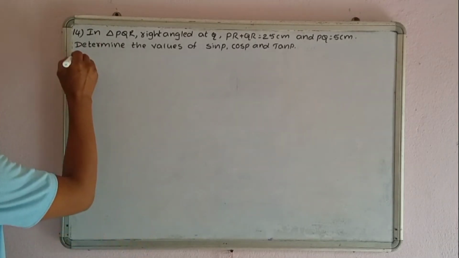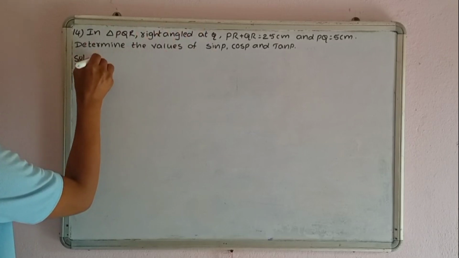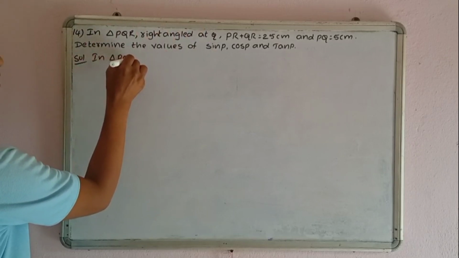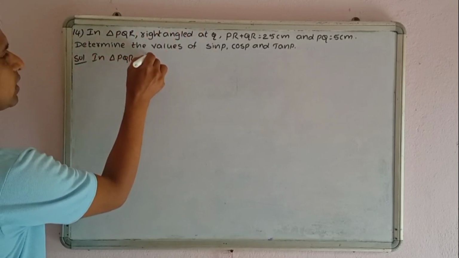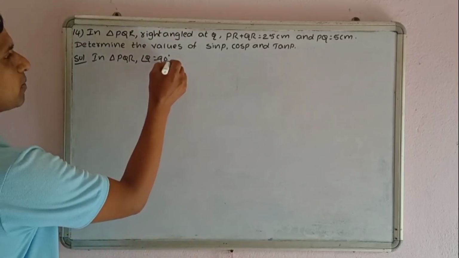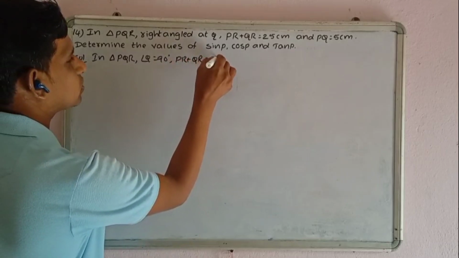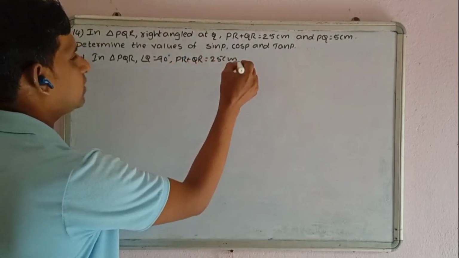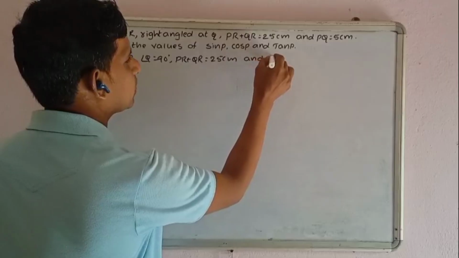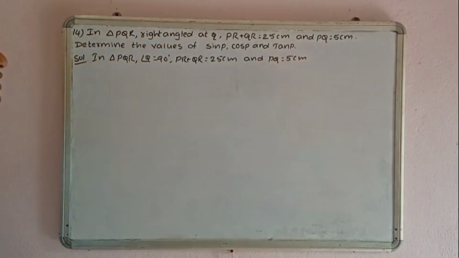Okay, see the solution. In triangle PQR, right angle at Q. So angle Q is 90 degrees. This is given. Also given that PR plus QR equals 25 centimeters and PQ equals 5 centimeters. This is given.